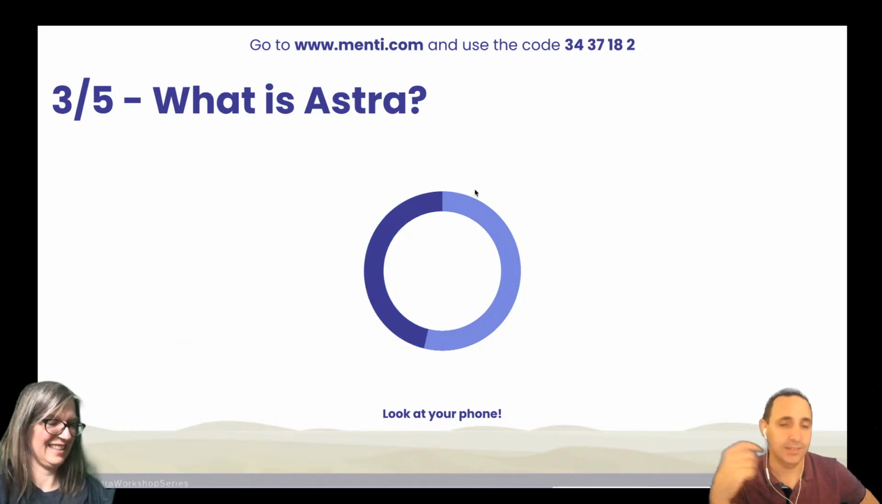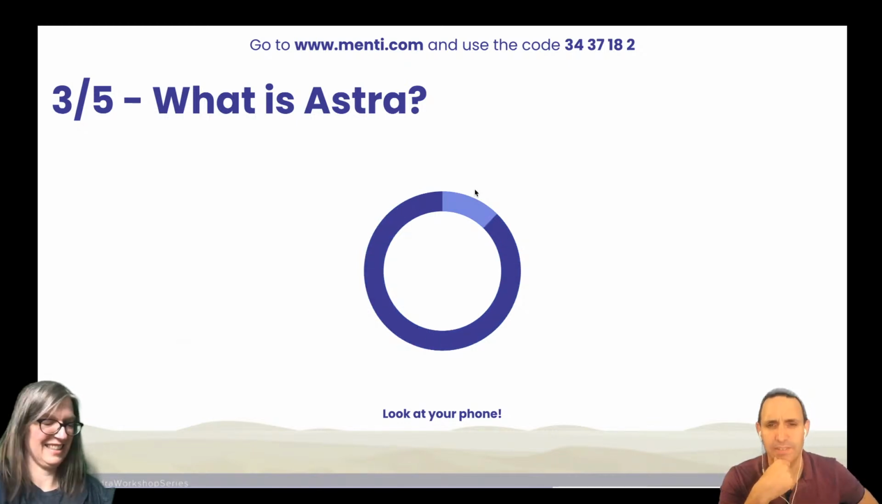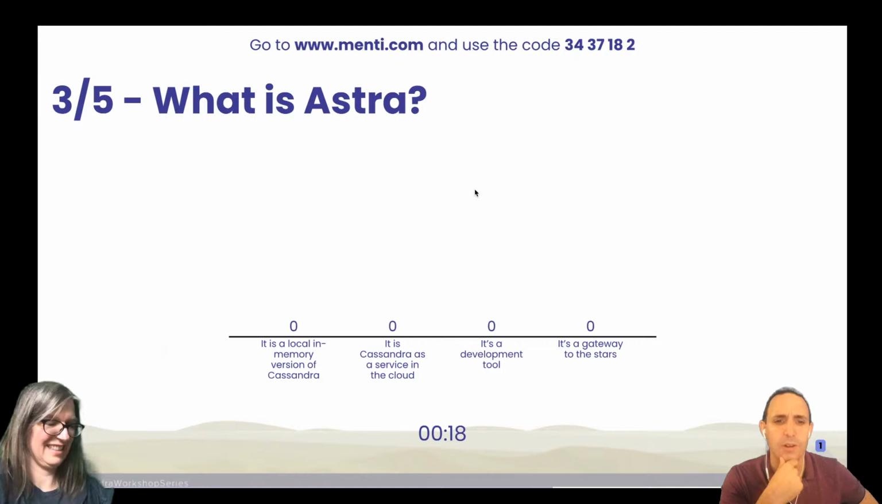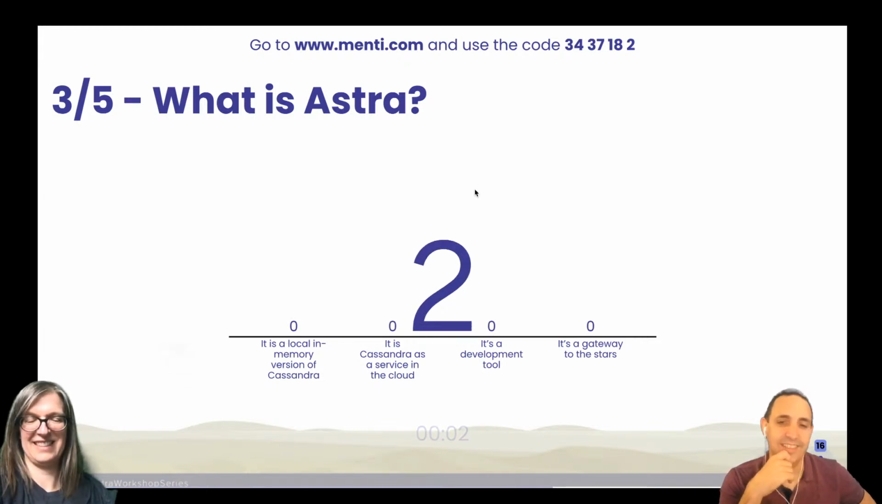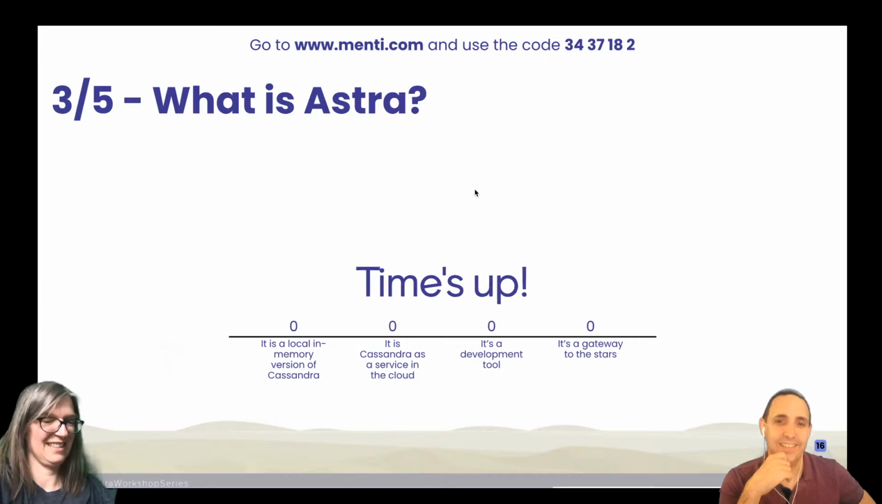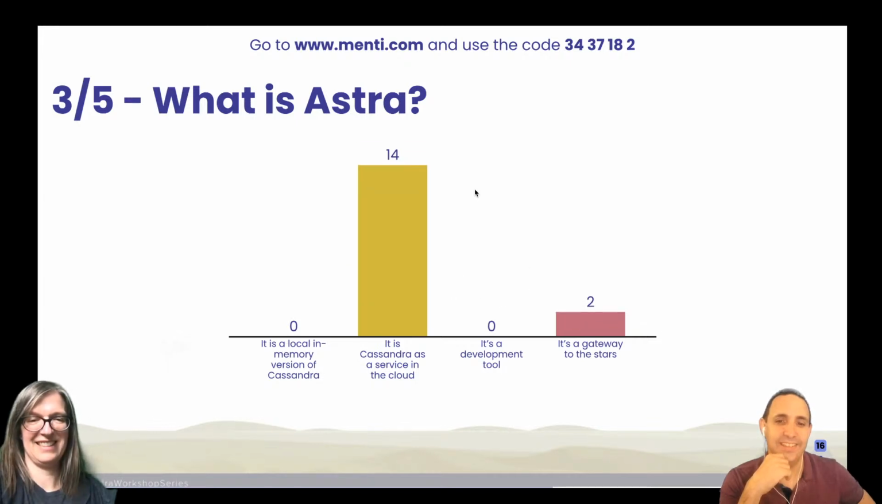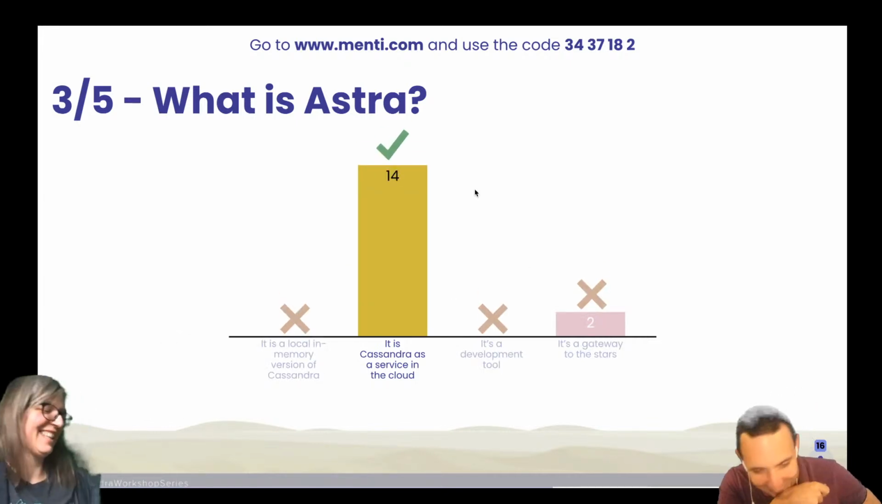What is Astra? Oh, this one is not that difficult. It's a local in-memory version of Cassandra. It's Cassandra as a service in the cloud. It's a development tool. It's a gateway to the stars. Yeah, Cassandra as a service in the cloud.